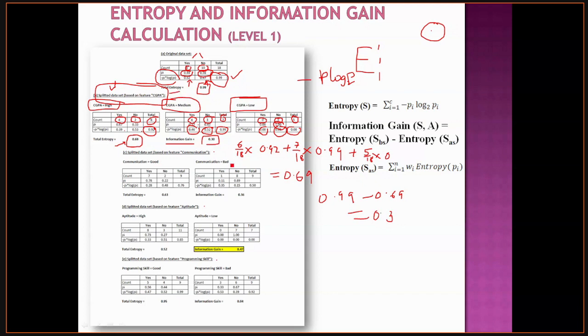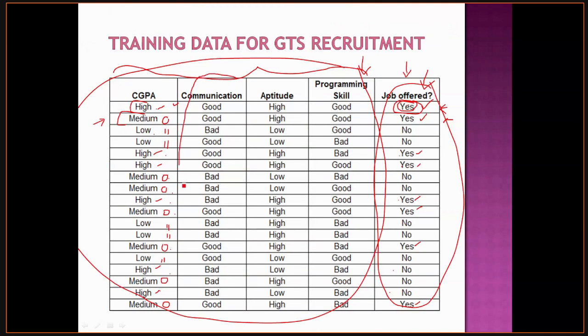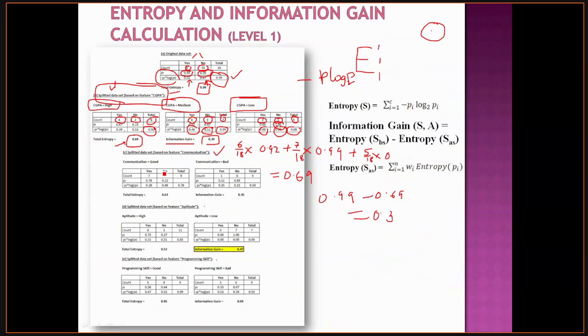Okay. So likewise, I can also calculate for communication. In that case, I will have to take this particular column and divide it into two portions, one for good and the other one for bad. And I will have to do a similar kind of splitting, and based on good and bad, I'll have to calculate the entropy. Then I have to calculate the overall entropy, and then I have to calculate the information gain by subtracting the entropy after the split from the entropy before the split.